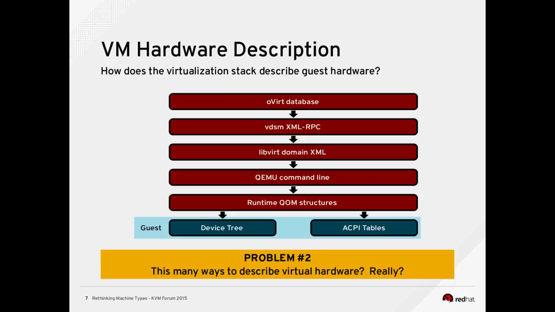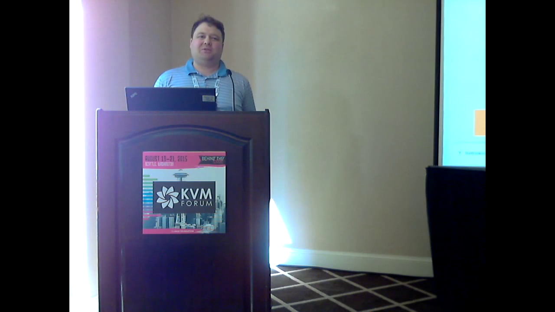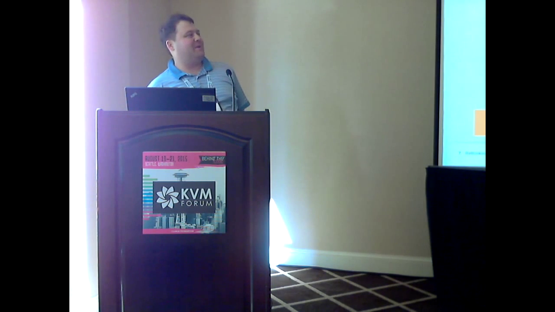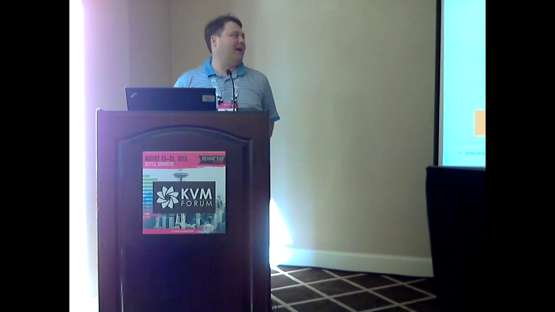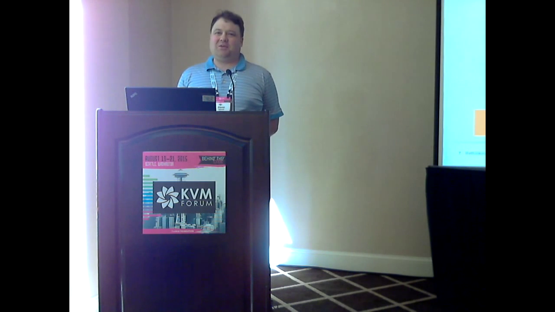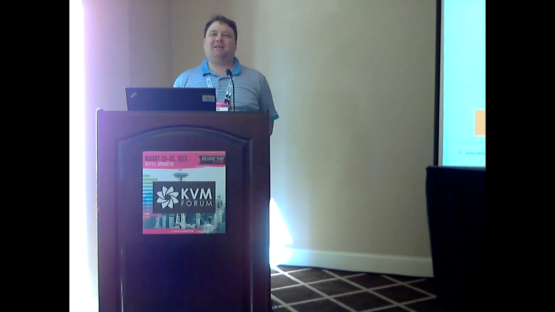So, going on, how do we talk about what hardware is in a VM across the entire stack? I'm using oVirt here as an example, but you'll get a similar picture with OpenStack or other things. We start with entries in the oVirt database which describe the virtual machine and say what hardware it should have. It turns them into XML RPC parameters that go to VDSM. VDSM turns it into libvirt domain XML. libvirt turns it into a qemu command line. QEMU turns it into its internal QOM model, and QEMU will then convert that into something to tell the guest.